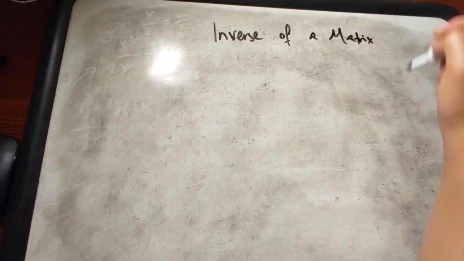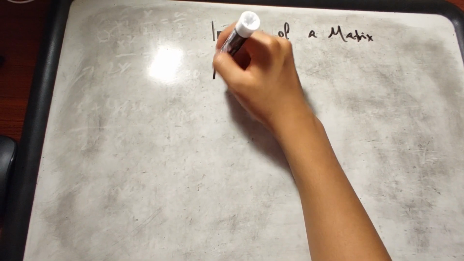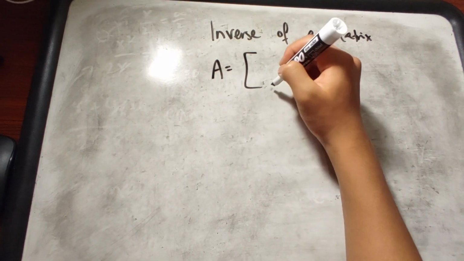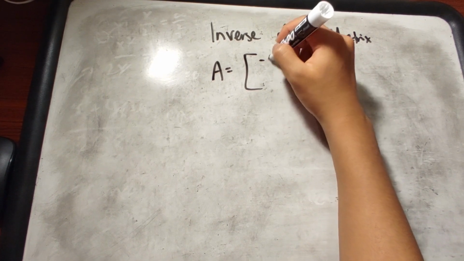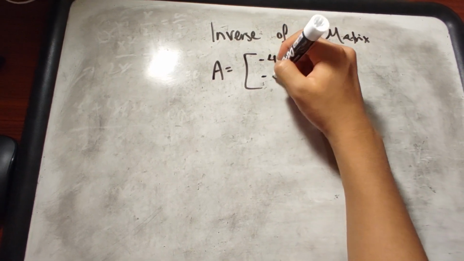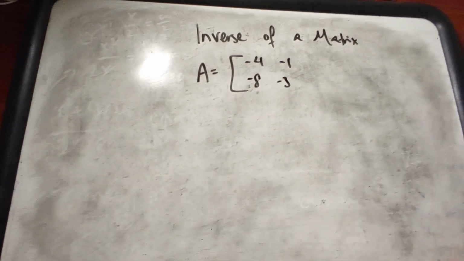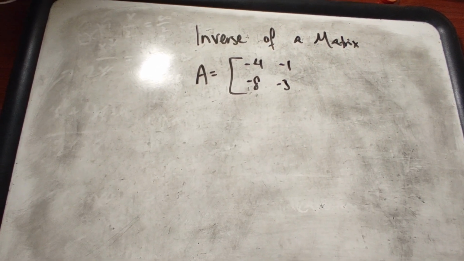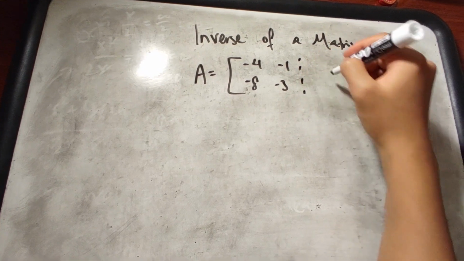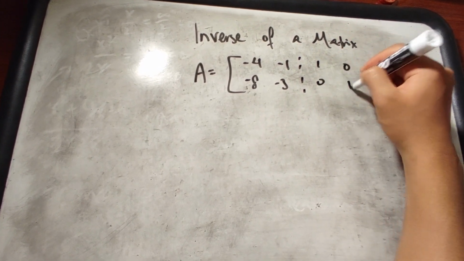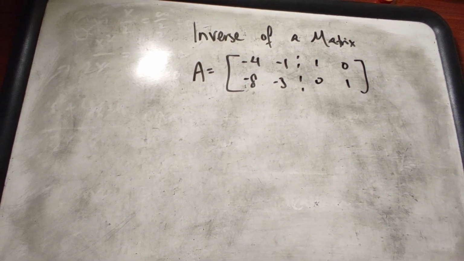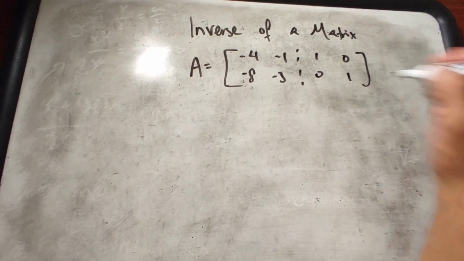Alright, so what we're going over in this video today is how to find the inverse of a matrix. So let's say we have a matrix here. A would be -4, -1, -8, -3. And what we want to do is add another 2 by 2 on the other side of this matrix. And this would just be 1, 0, 0, 1.